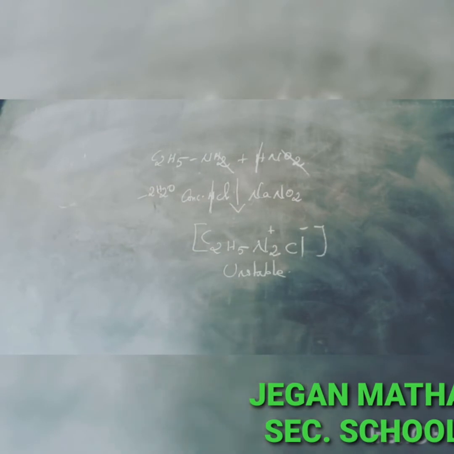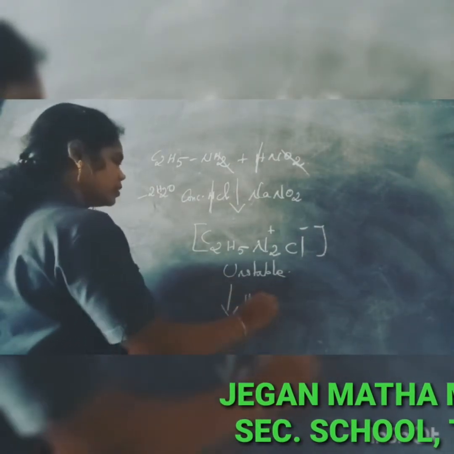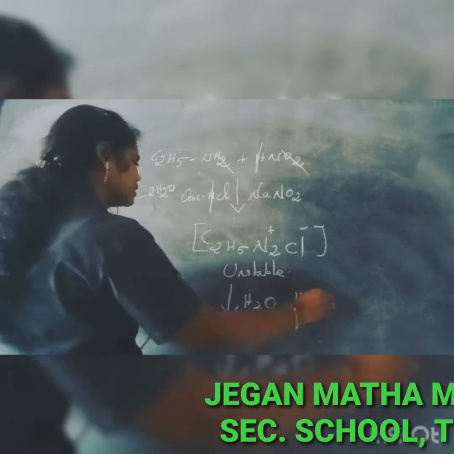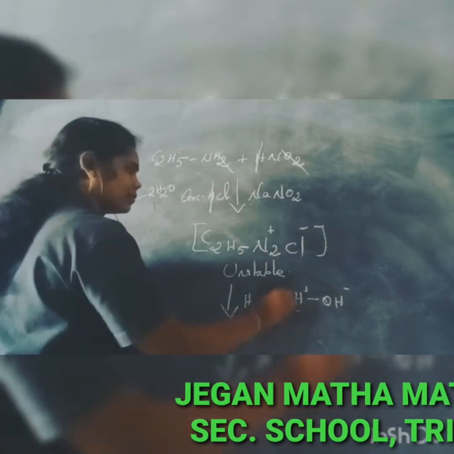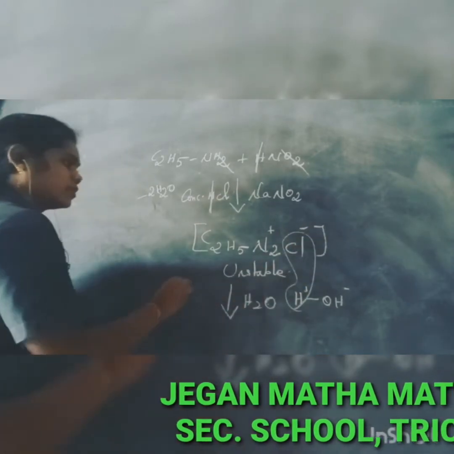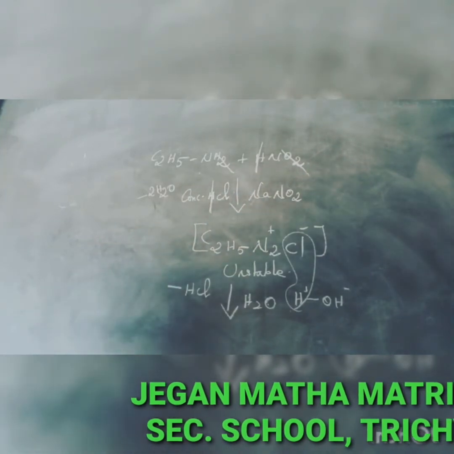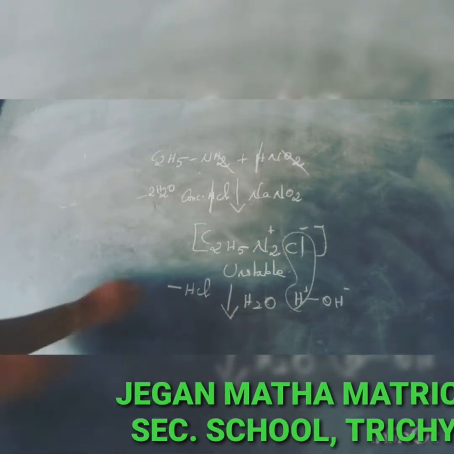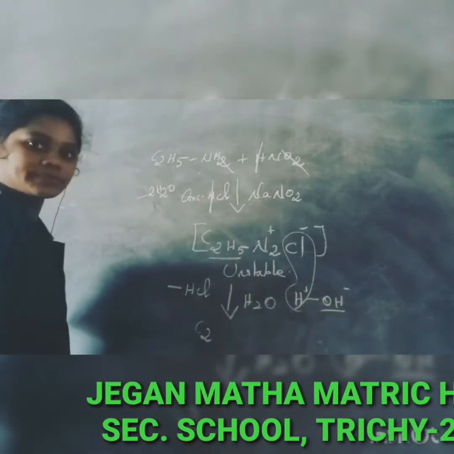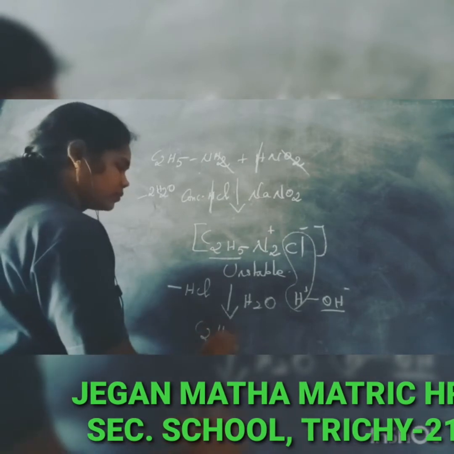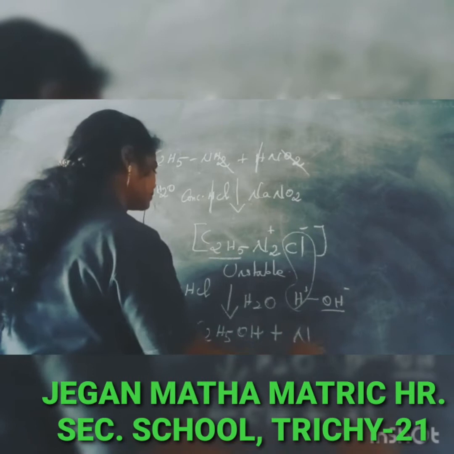Next, it further reacts with water molecules, H2O, which ionizes like this, H+ and OH-. This hydrogen combines with chlorine and HCl is removed. And what is remaining? C2H5OH, along with nitrogen.